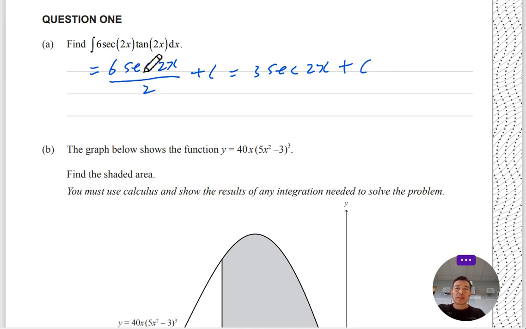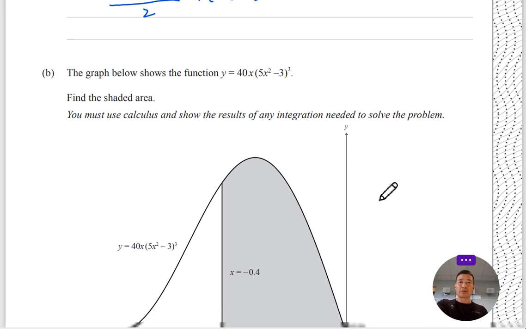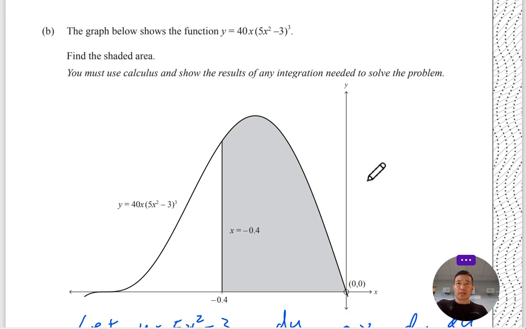The 6 just stays there. Secant 2x tangent 2x becomes secant 2x over 2, and then plus c. You shouldn't forget c. And 6 over 2 becomes 3, so the answer is 3 secant 2x plus c. Good warm-up. B, the graph below shows the function y equals 40x bracket 5x squared minus 3 cubed.